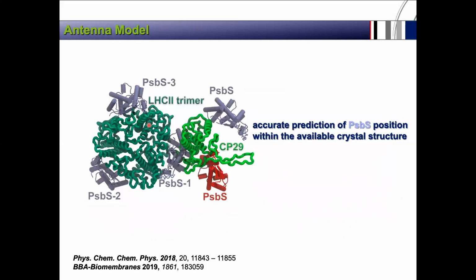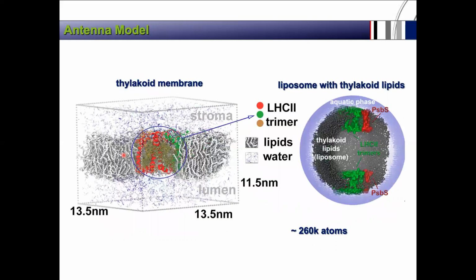Also, we have predicted the accurate position of PSBS around the LHC2 antenna of photosystem 2, which is this green protein here. And we have embedded this antenna in thylakoid membranes, as you can see here, or liposomes, in the presence and the absence of PSBS protein.